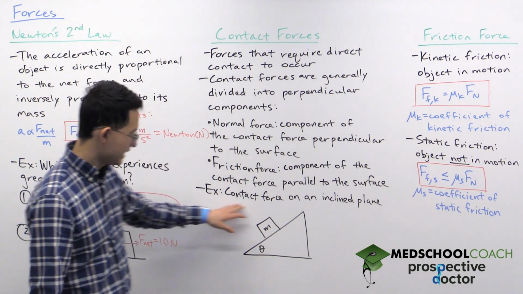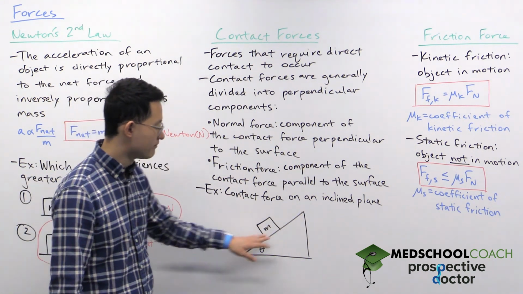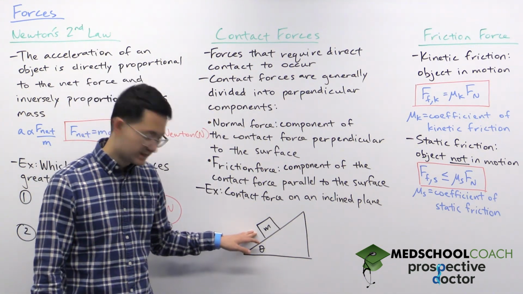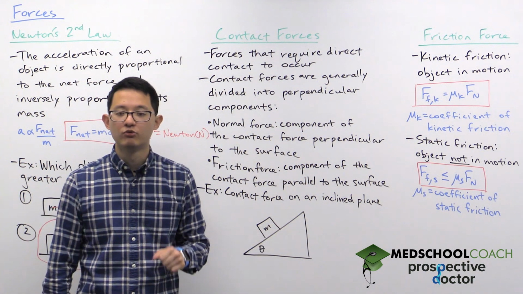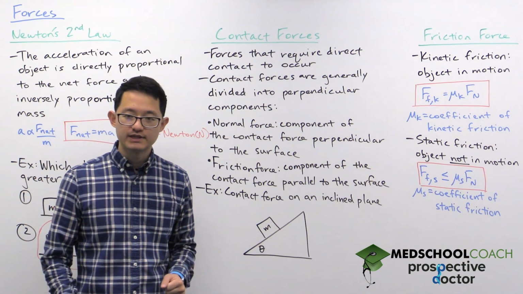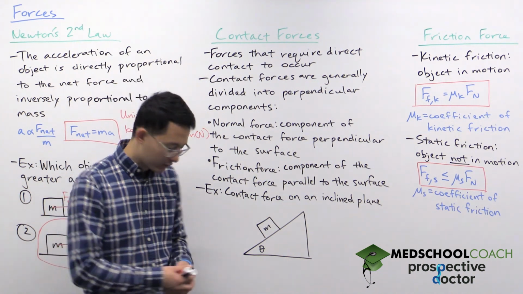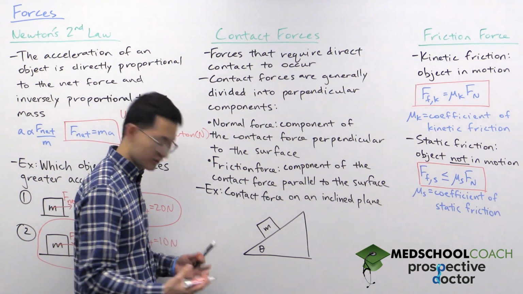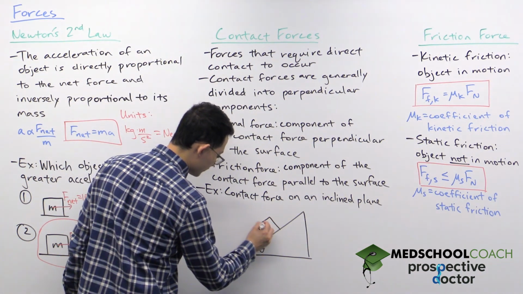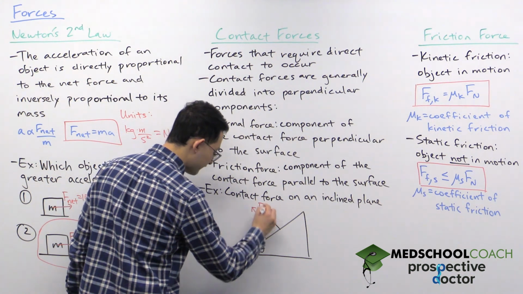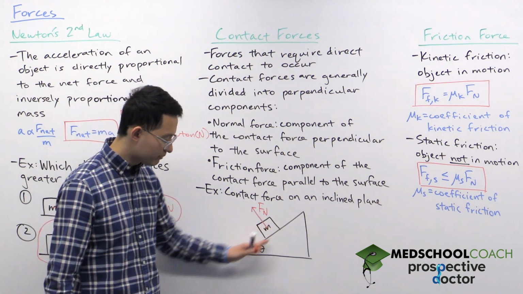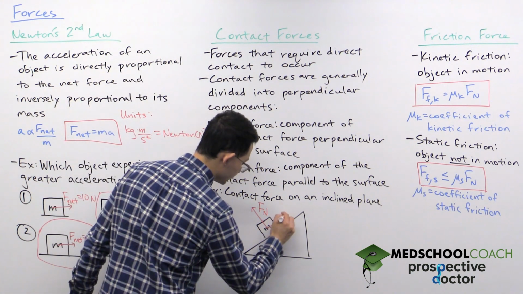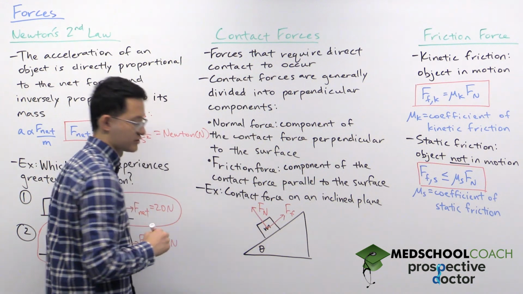So we can consider an example here if we're looking at the contact force of a mass on the inclined plane. Now, our object of interest is the mass, and it is in direct contact with the inclined plane, so it's experiencing a contact force. We can draw in the two contact forces, or the two perpendicular components of the contact force. You have the normal force, F of n, which we can see here is perpendicular to the surface. You also have friction, which is parallel to the surface.